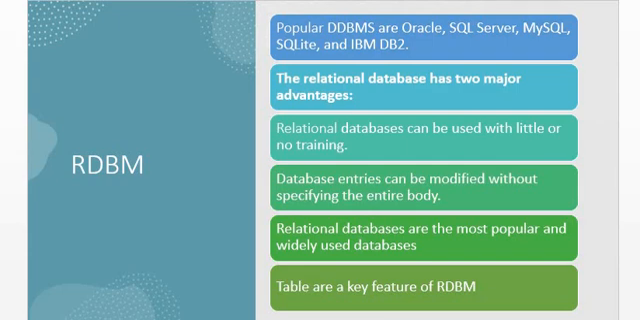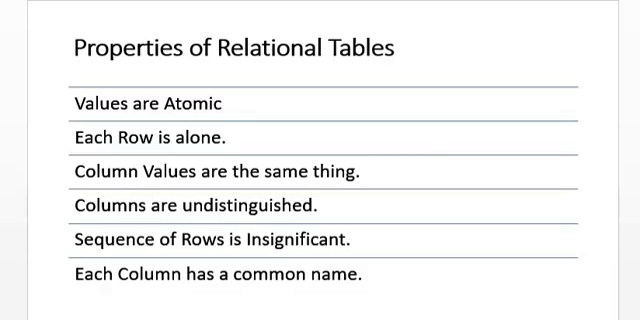Database entries can be modified without tampering with the whole board, as was the case with the hierarchical models. And like I highlighted earlier, tables are a key feature of these RDBMS. So what are the properties of a table? The values are atomic. Each row stands on its own with its contents. Its columns, column values for different rows represent the same things.